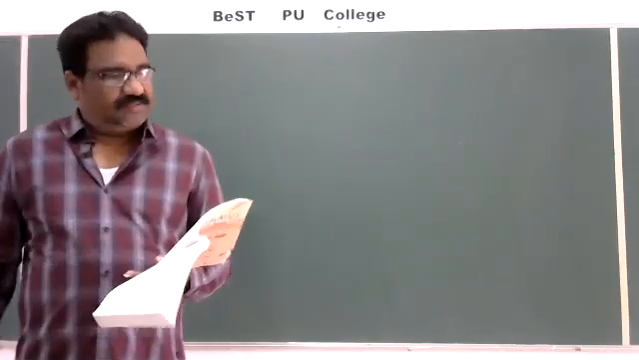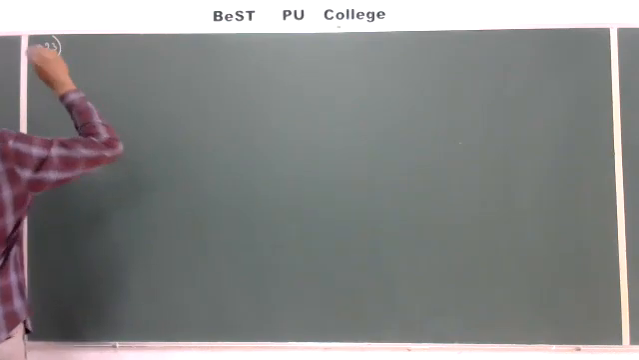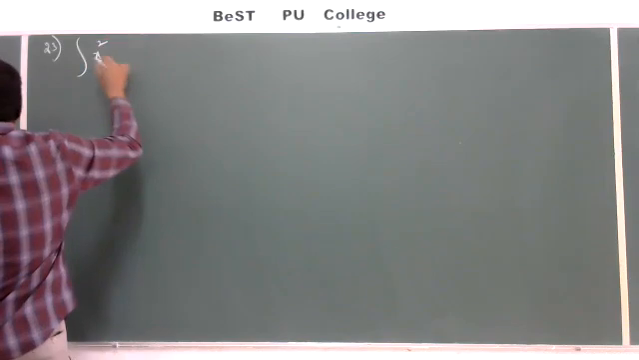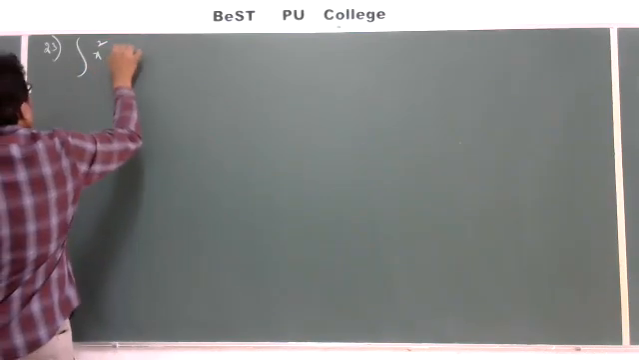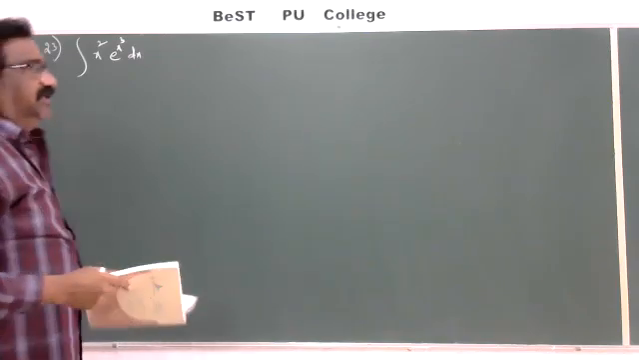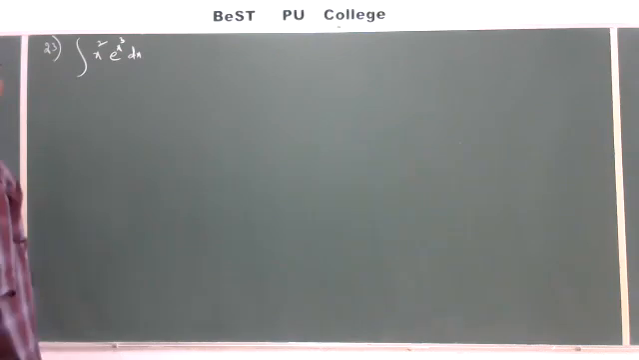Morning students. Yesterday we completed just 2 problems. Next we are going to discuss the 23rd problem. Integral x square into e power x cube dx.